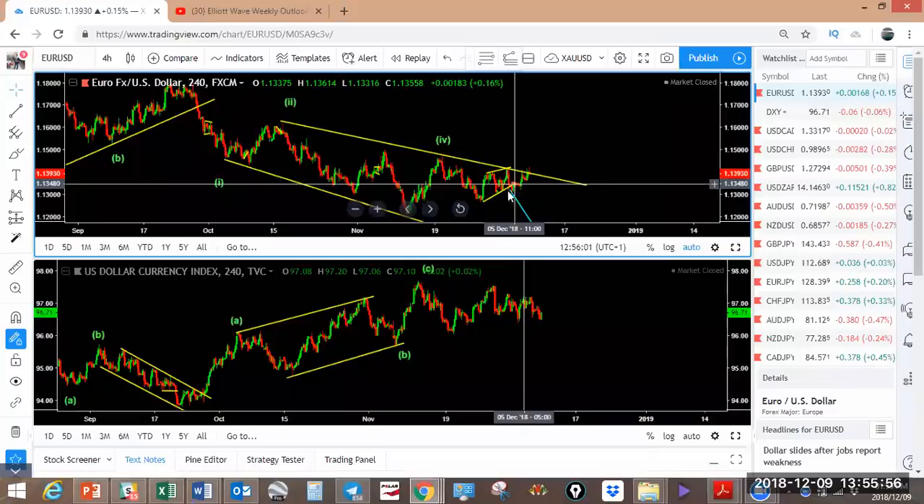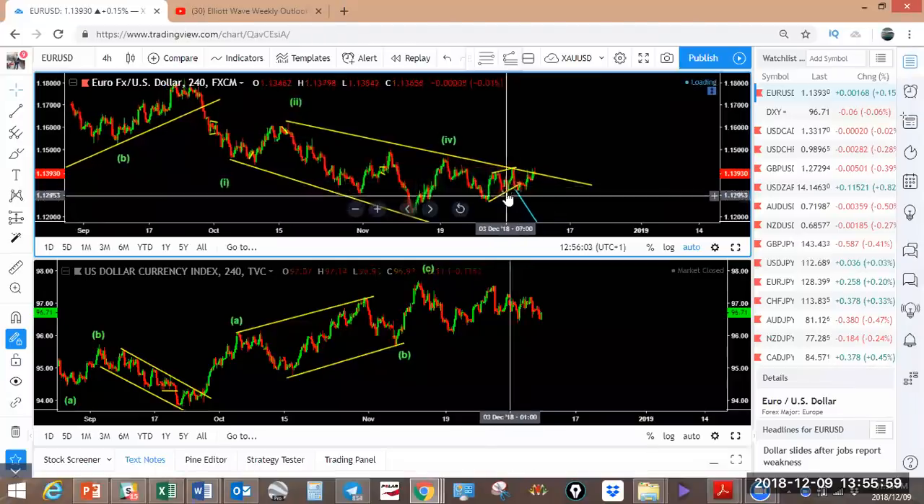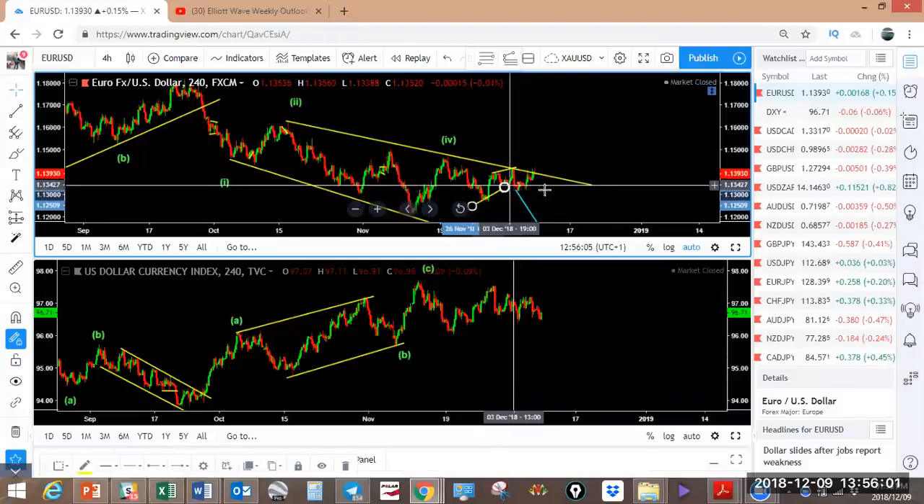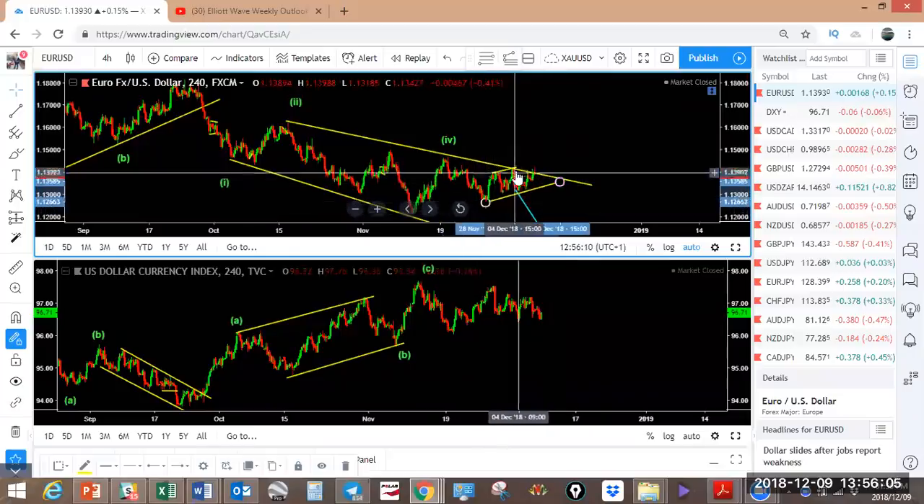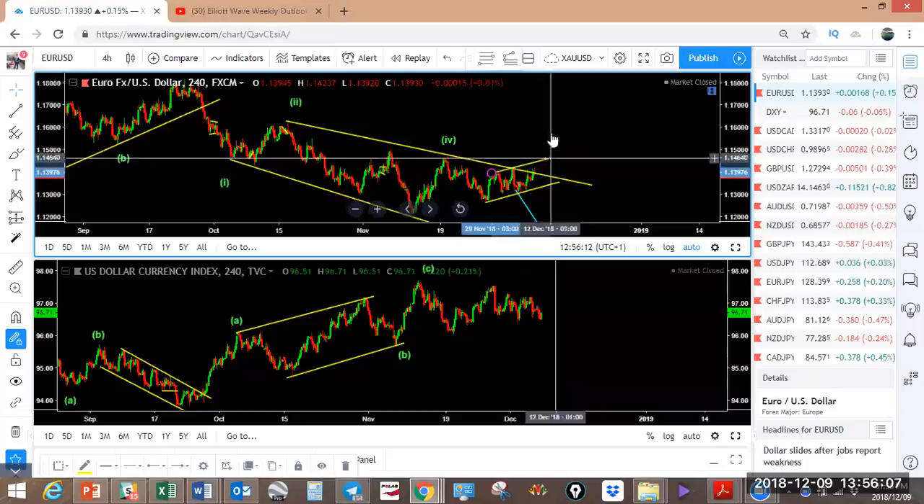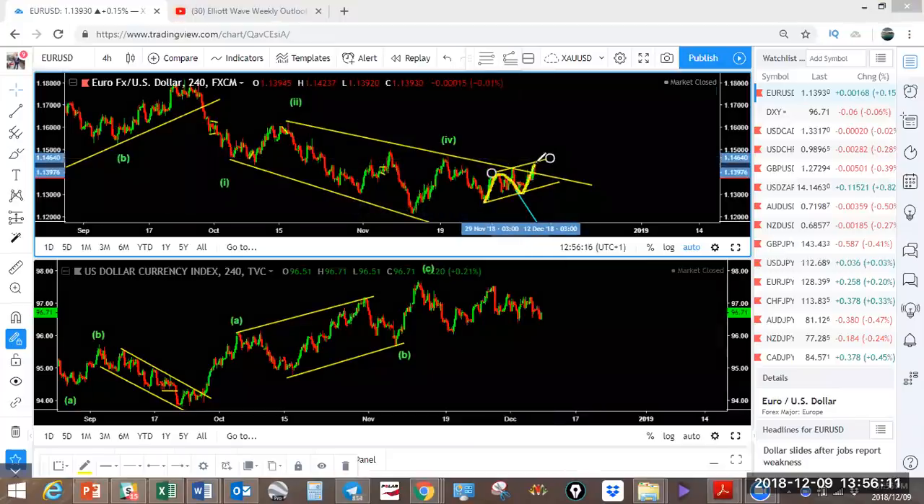When I was showing the chart that I've posted on Euro US dollar, this is what we're looking at. We are looking at this one as a 1, 2, 3 wave move, and then we're expecting to go down to the wave 5. I'm still expecting the same move.